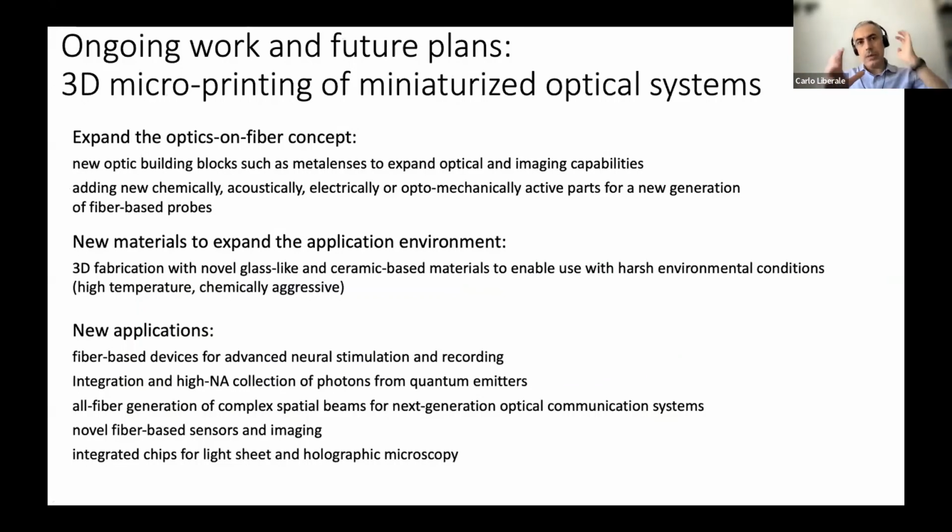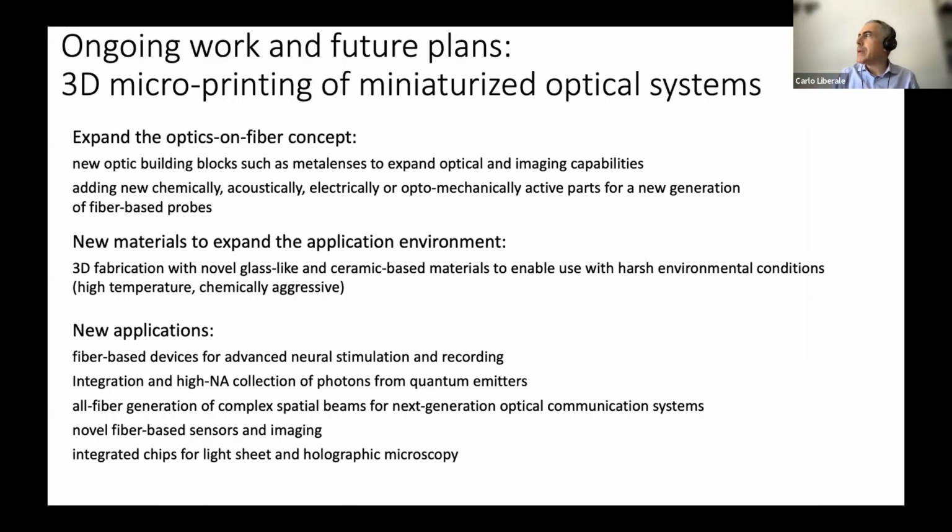Final conclusion, just to have an overview of ongoing work and the general direction for this kind of research: we are working on expanding the concept of creating a miniaturized system on the fiber, which goes basically in the opposite direction of metalenses, because metalenses want to be really flat, while we want to be really 3D. But the idea is that we can exploit the strengths of the two worlds by putting the two approaches together, creating modular structures which also implement metalenses. We can also implement chemical, acoustical, electrical, optomechanical parts, so it's not just photonics, but also other functions on the end of the fiber.